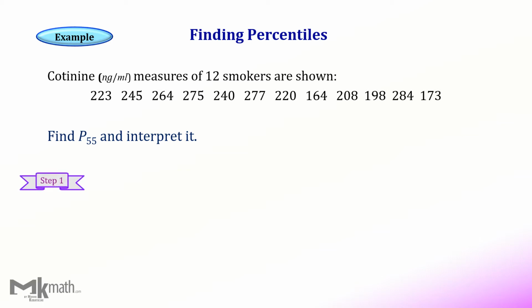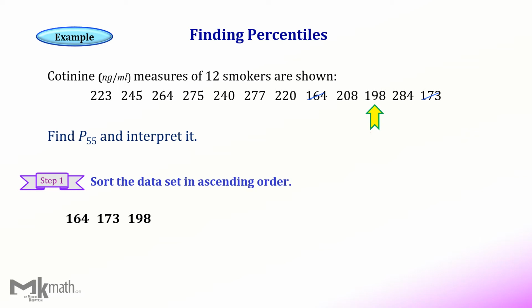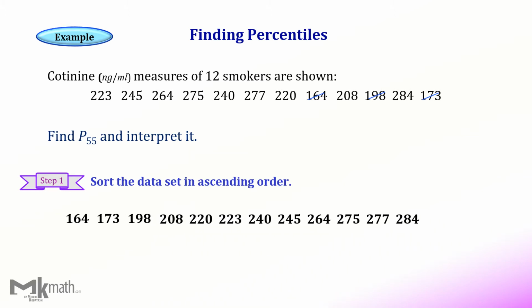First, rearrange the dataset. We can see the lowest value as 164 and cross out after placing it. The next value is 173 and the third one is 198 and so on. Continuing this way to place them in order. After placing in order, please make sure the number of the observations is 12. Once we have the ordered observations, let's move on to the next step.